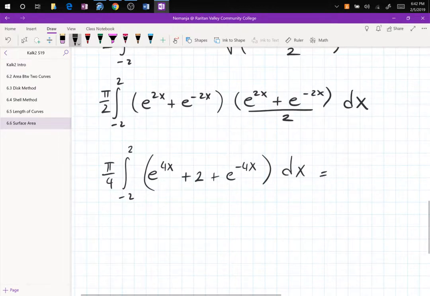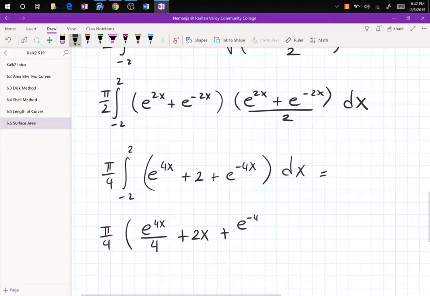So now we integrate. Pi over 4 in front. E to the 4x, now we're integrating, which means e to the 4x divided by 4, plus 2x, plus e to the negative 4x over negative 4, computed from negative 2 to 2.